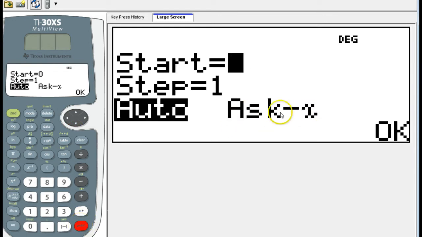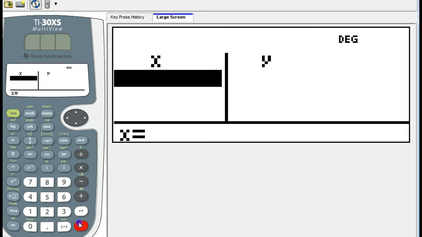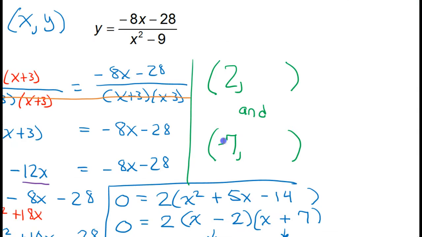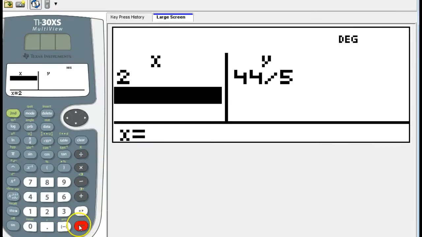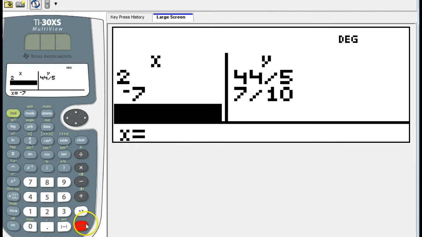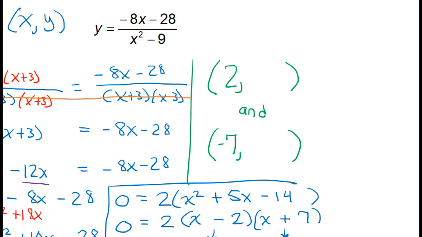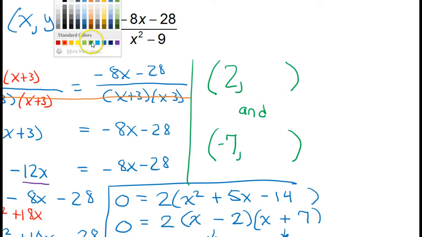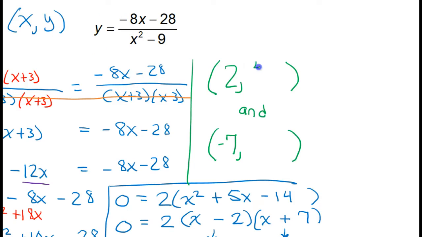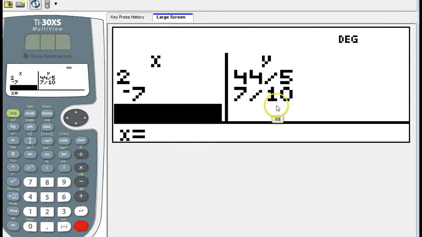Now, if I were you, I would put the calculator into ask mode, so we can do whatever we want. Flexibility. So it's waiting for us to type in x values. So we saw that we had x values of 2 and -7. So I can just type in 2, enter, and then -7, enter. So this gives me the y values that go with these x values. So let's see, 44/5 and 7/10.